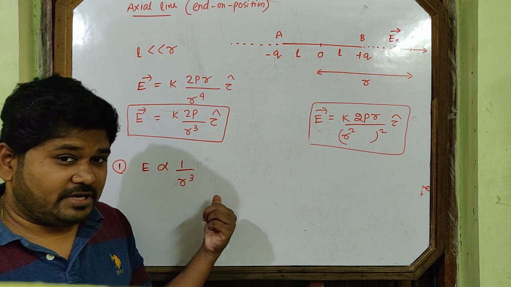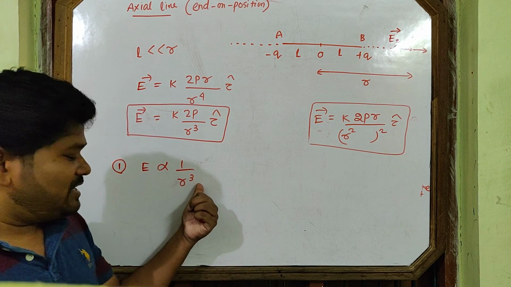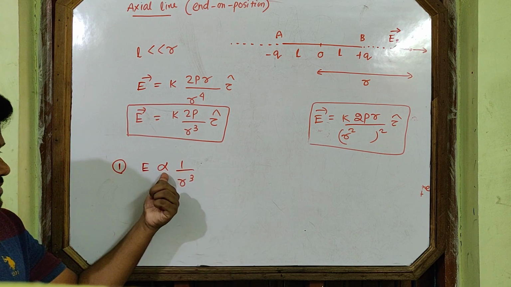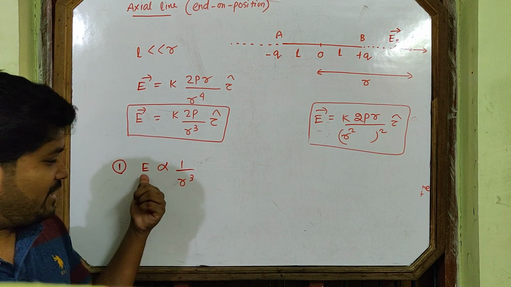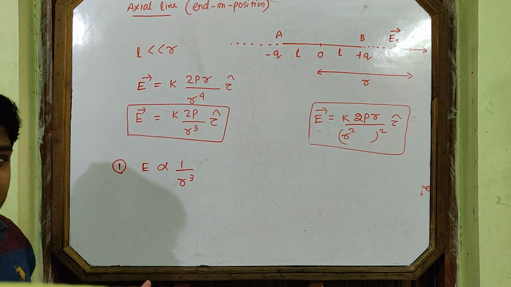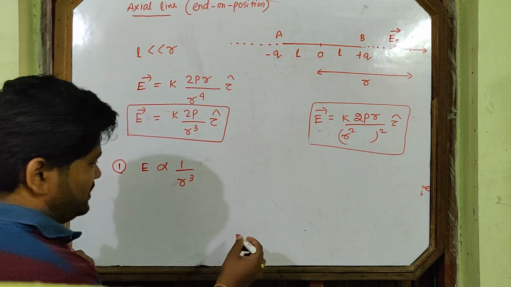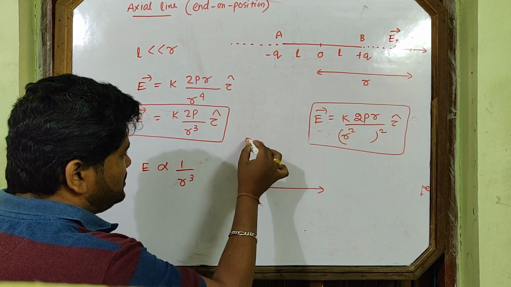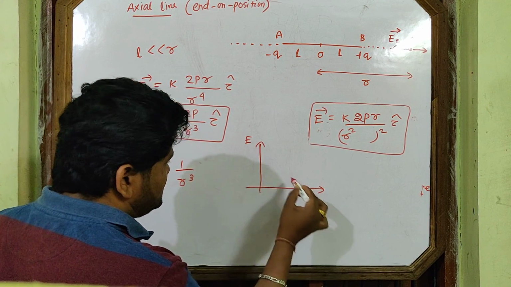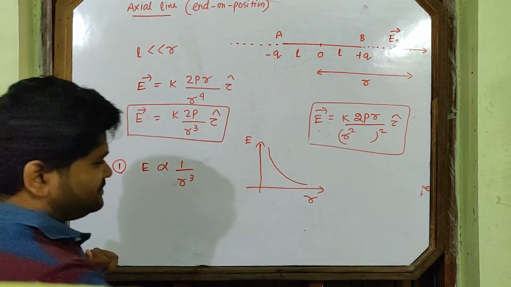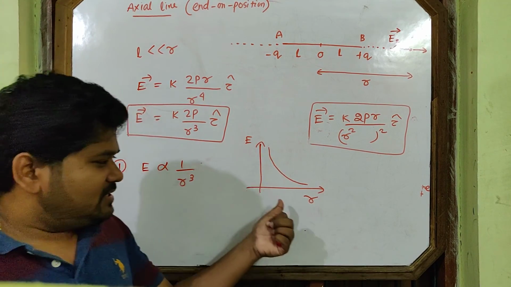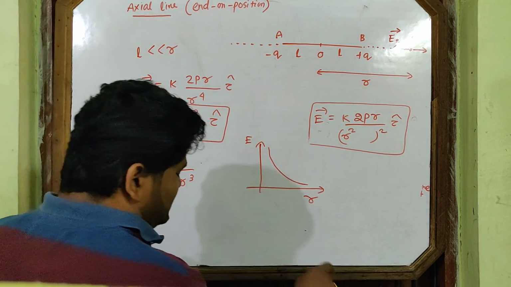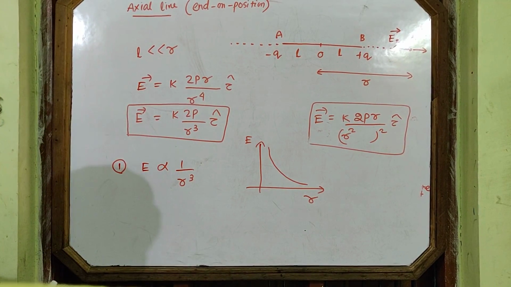I am reminding you here: intensity due to a point charge. How does E depend on R? E is inversely proportional to R square. But in a dipole, E is inversely proportional to R cube. Remember this one. Now you see the graph. The question will ask about the graph, E versus R graph. The graph is like this. Is it clear? Inversely proportional graph. The question will ask to draw the graph between E versus R.